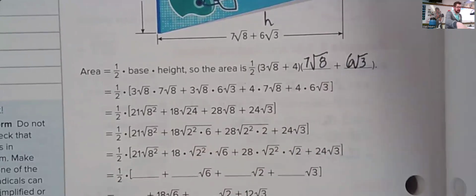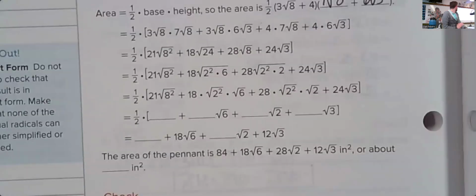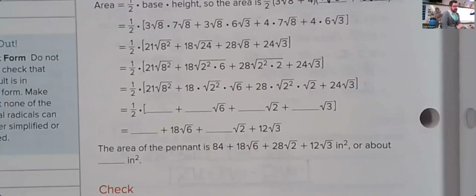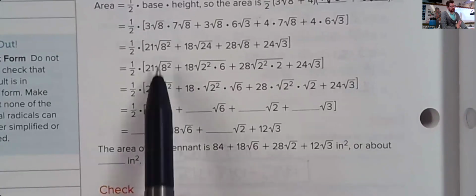All right, then it's going to do some prime factorization underneath the radicals. So the square root of, well, 8 times 8 is squared.